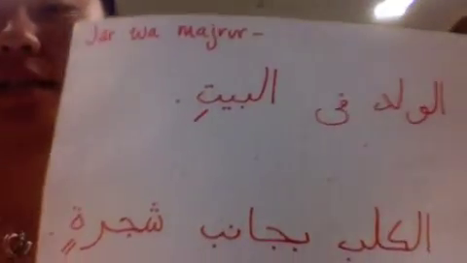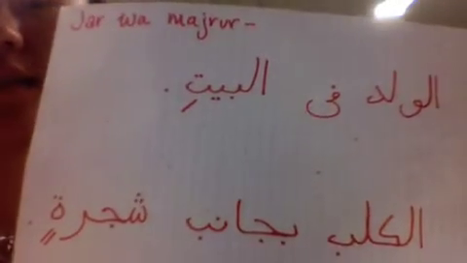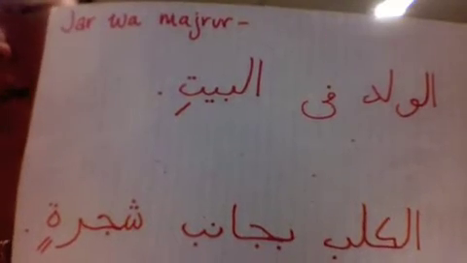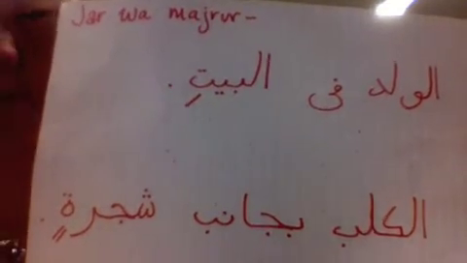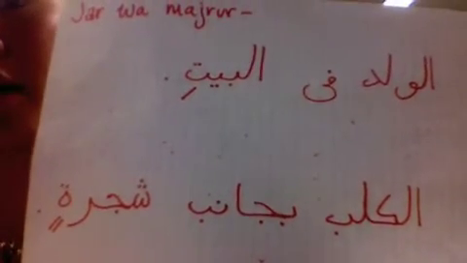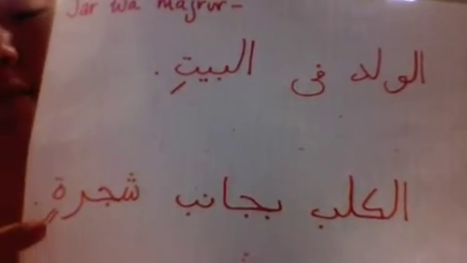So we're going to look at some of these examples that we wrote down. El walid fi el bayt, the boy is in the house. As you can see, fi is the preposition, and the word following it is el bayt, the house. So since it's definite, you would just put the Kasra in, because it's genitive also, and you only need one Kasra. The next sentence is el kalb bijanib shajaratin. Bijanib being the preposition. The word following it is shajaratin. It receives a double Kasra, mainly because it's indefinite and it's also in the genitive.